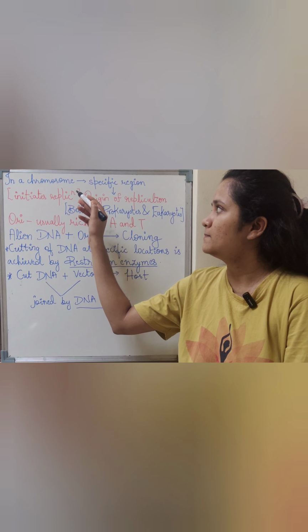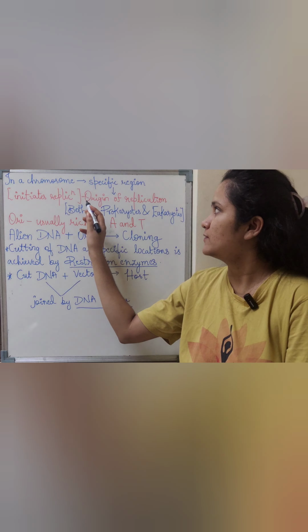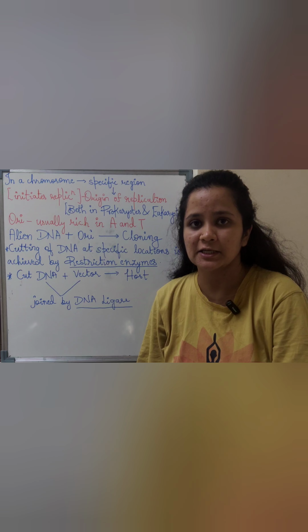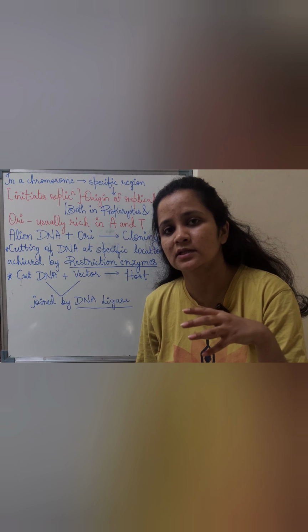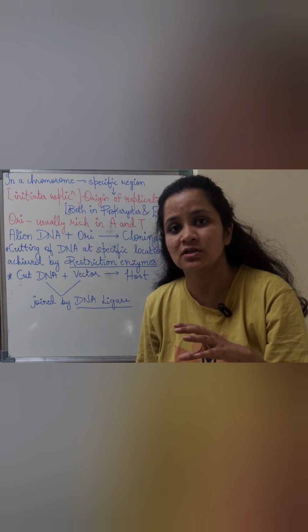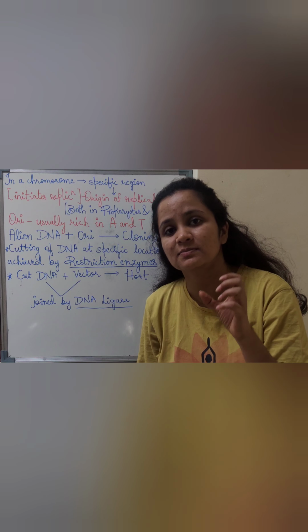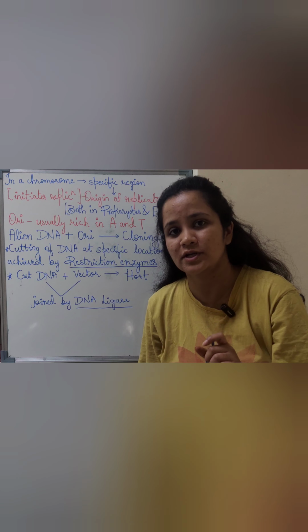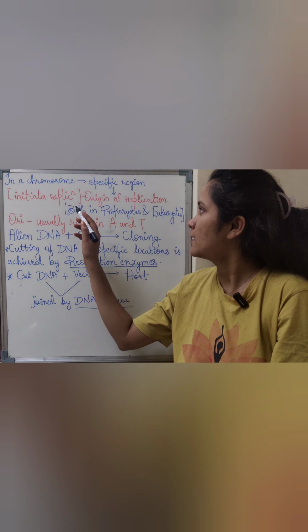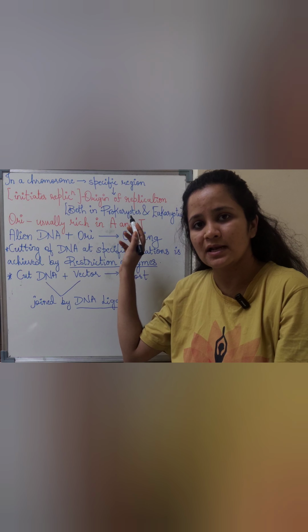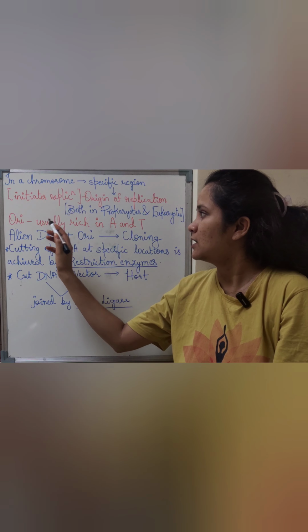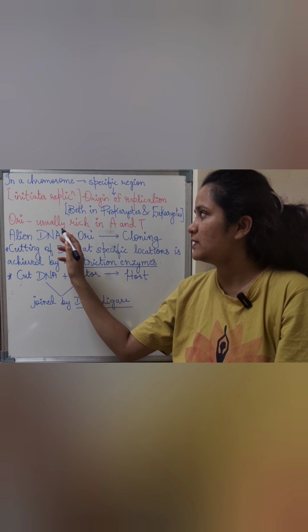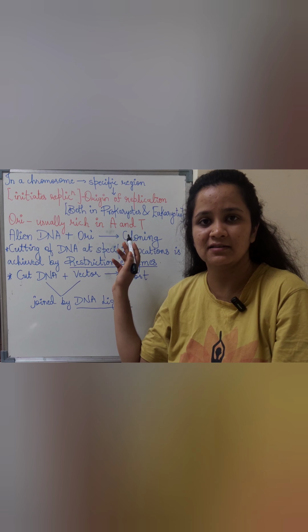So in a chromosome there is a specific region which we call as origin of replication. You cannot insert this vector along with the foreign DNA in any region. You can insert it in a specific region called origin of replication. Both in prokaryotes as well as in eukaryotes you will be seeing origin of replication. Origin of replication will usually be rich in adenine and thymine.